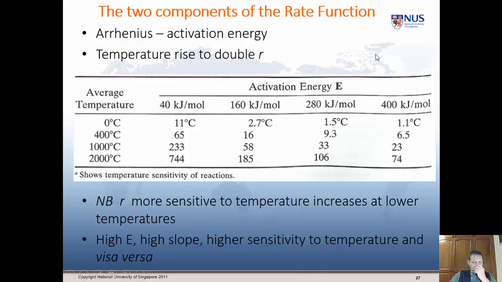Now, there are 2 trends from this data. Just look where the smallest number is to start with.